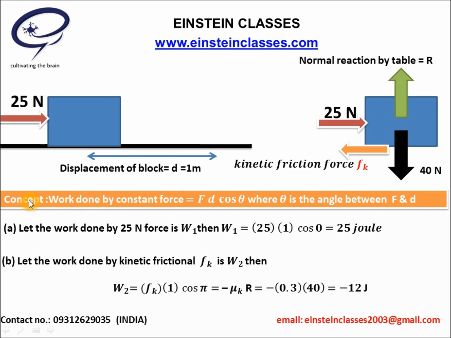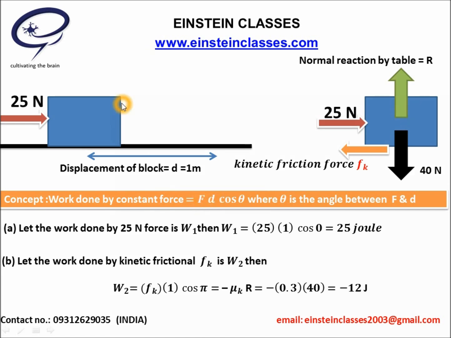To solve this problem, first of all write down the concept, and the concept is work done by a constant force, which is given by Fd cos theta, right? F is the magnitude of the force, d is the magnitude of the displacement, and theta is the angle between force and displacement. Here d is the displacement of the point of application of force. In particular, we have to remember that d is the displacement of the point of application of the force, right?